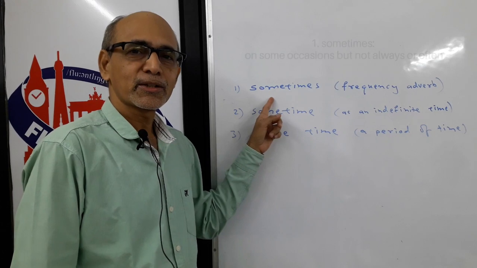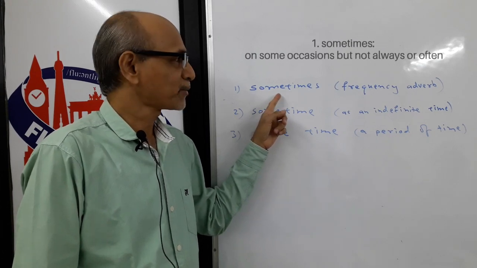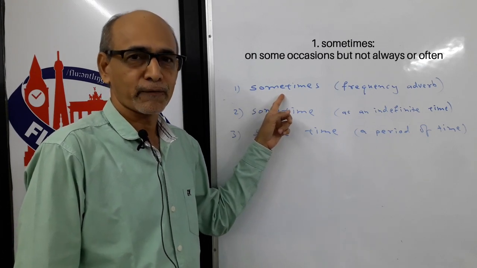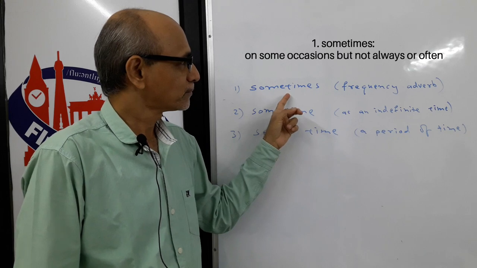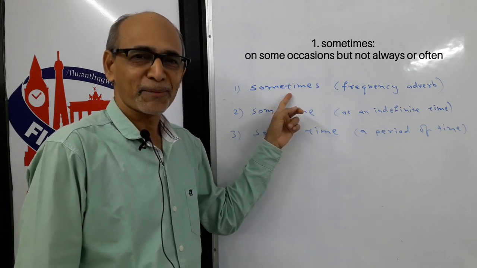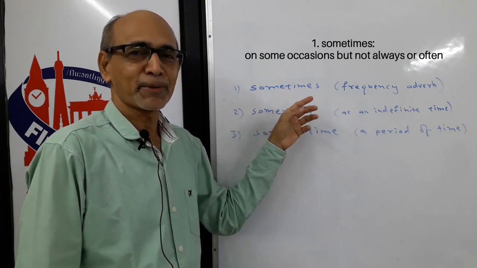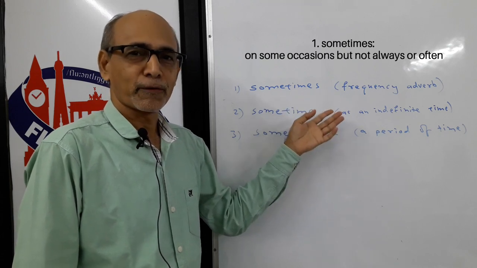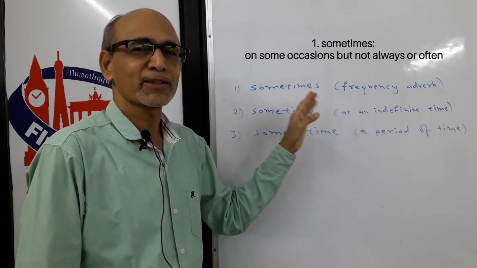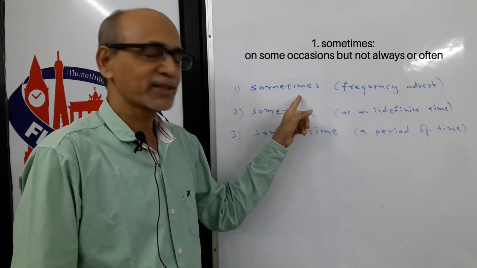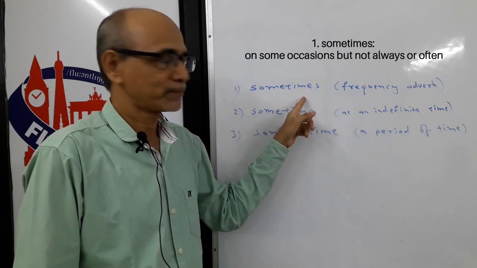The first is sometimes. Sometimes is actually a frequency adverb. When you use sometimes, you indicate that something happens not very often, not frequently, but sometimes. So it is basically a frequency adverb.